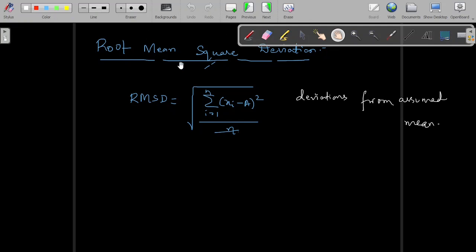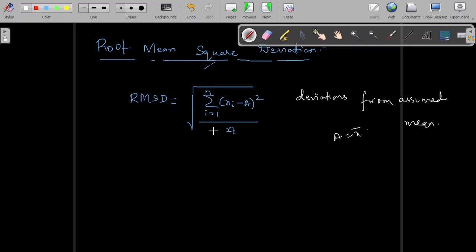This is just to give an idea about root mean square deviation, RMSD. Root mean square deviation is the deviation taken from an assumed mean: xi minus a, whole square, where a means the assumed mean. If the assumed mean equals the mean x bar, then it becomes the standard deviation.